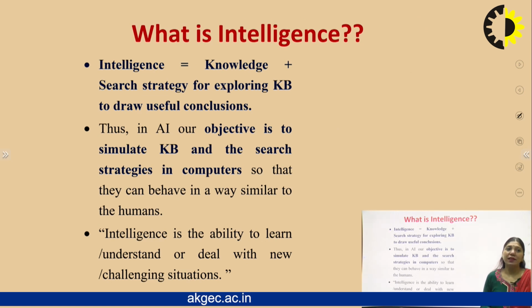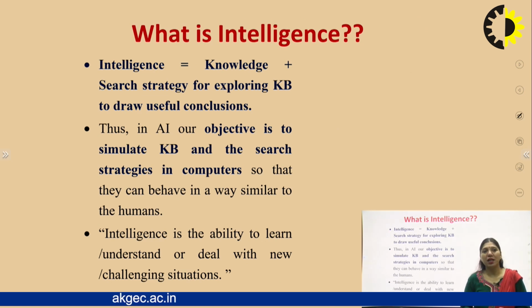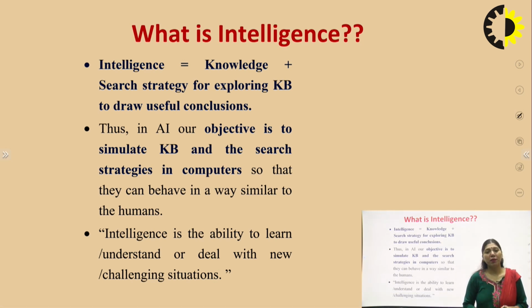Further, intelligence is the knowledge plus search strategy for exploring a knowledge base to draw useful conclusions. So what is knowledge here? If I talk simply about knowledge, what is knowledge? We have three categories: the data, the information and the knowledge. Now what is data? What is information and what is knowledge?